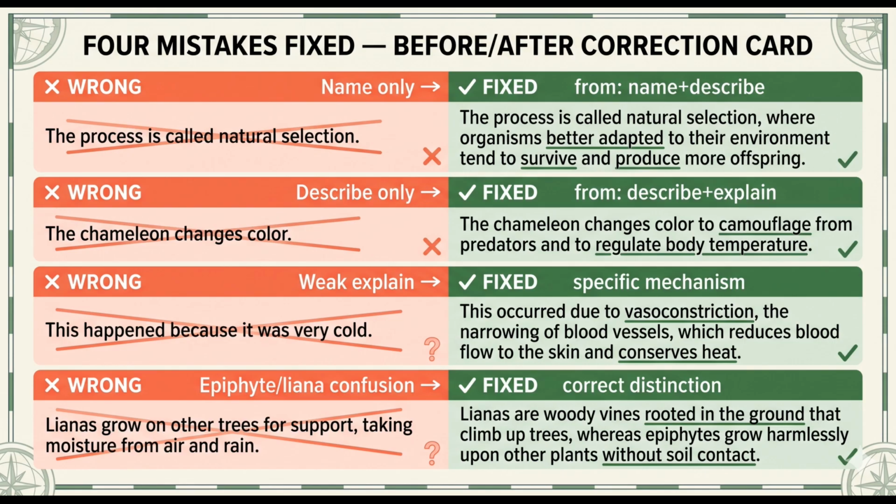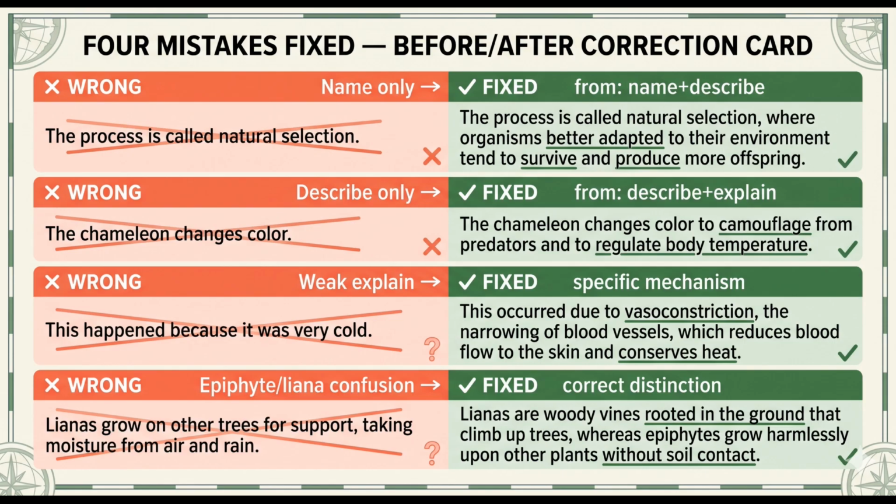Mistake 3, weak explanation with no mechanism: camouflage helps the animal survive. Fix: be specific. Camouflage makes the animal invisible against its background, so prey cannot be detected by predators, or predators can stalk prey without being seen.